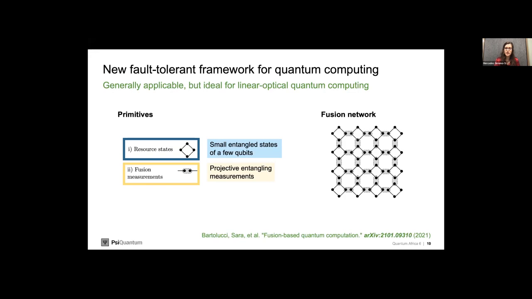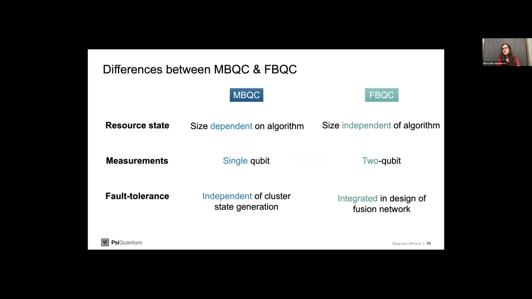And then these primitives are structured in what we call a fusion network. This is simply a recipe for how we are going to do these projective entangling measurements on the resource states themselves. One of the crucial things in fusion-based quantum computing, and the reason why it is an inherently fault-tolerant framework, is that the design of the fusion network is such that the correlations are structured in the same way as some specific topological code. So for example, we could have a toric version of the fusion network, a Raussendorf version, a color code version. There are ways of making any error correcting code by simply structuring the fusion network and the fusion measurements in the right way. And this is one of the main differences of this framework with respect to all others.